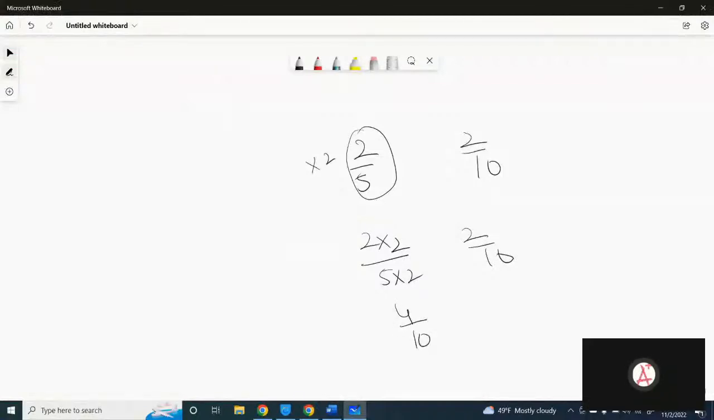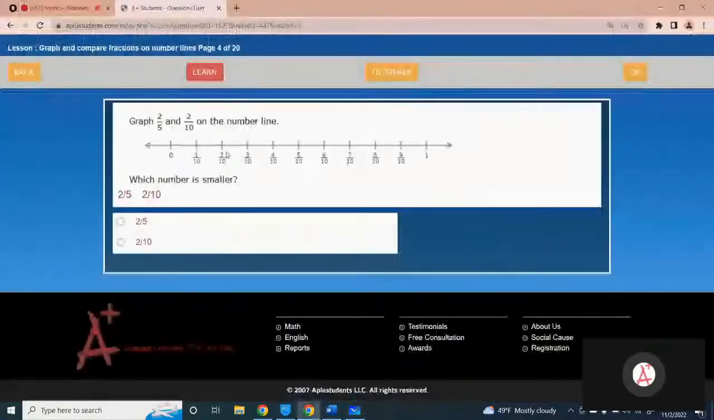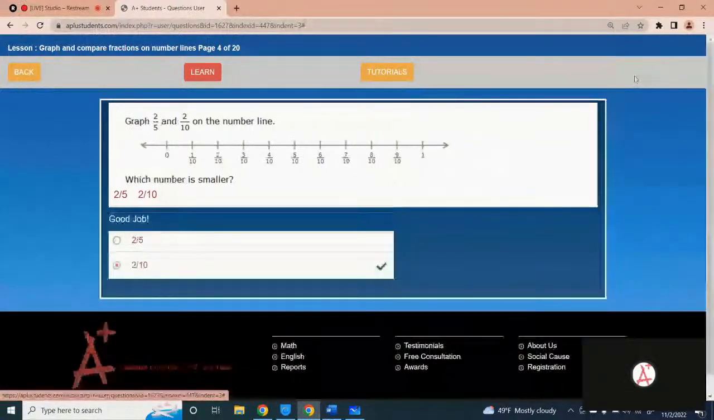Got it? You have to plot 4 by 10 and 2 by 10. Got it? So here you have 2 by 10 and here you have 4 by 10. So which one is smaller? 2 over 10 is smaller. Got it? Just select the correct option and then click on the OK button. Got it?